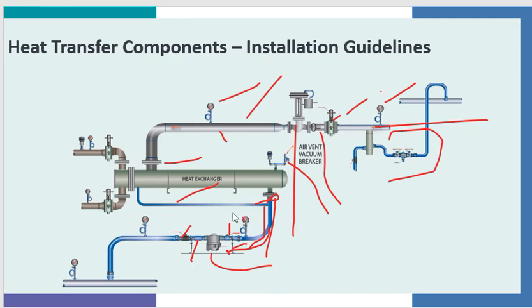Another point is to have pressure gauges upstream and downstream of the steam trap, so we know the pressure differential across the steam trap. A steam trap is an orifice. We need to know P1 and P2.